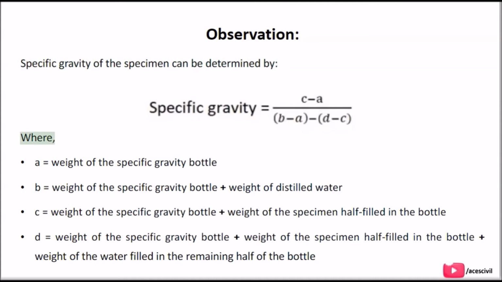where A equals weight of the specific gravity bottle. B equals weight of the specific gravity bottle plus weight of distilled water. C equals weight of the specific gravity bottle plus weight of the specimen half filled in the bottle. D equals weight of the specific gravity bottle plus weight of the specimen half filled in the bottle plus weight of the water filled in the remaining half of the bottle.